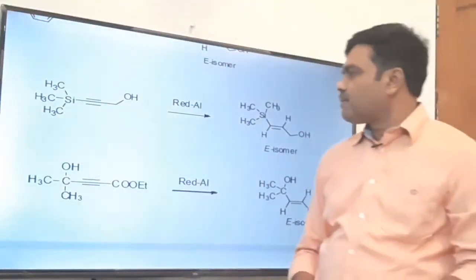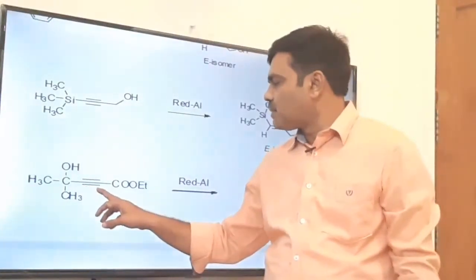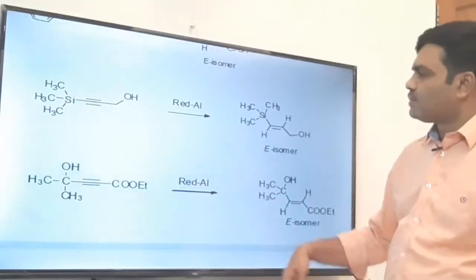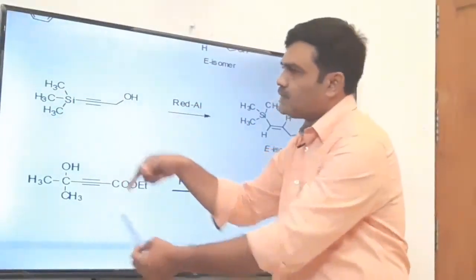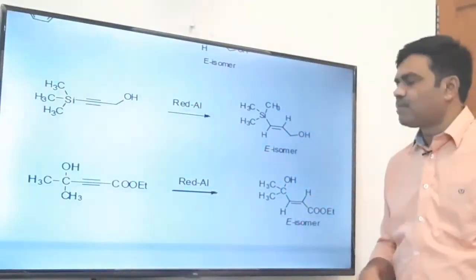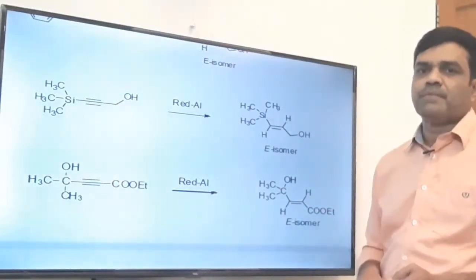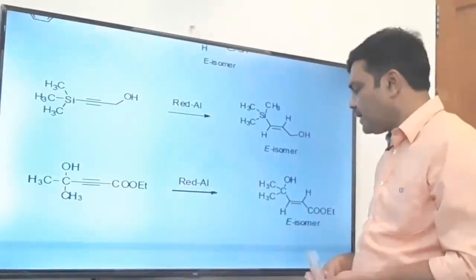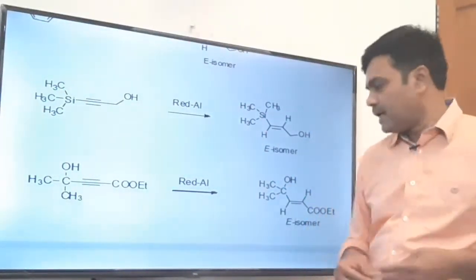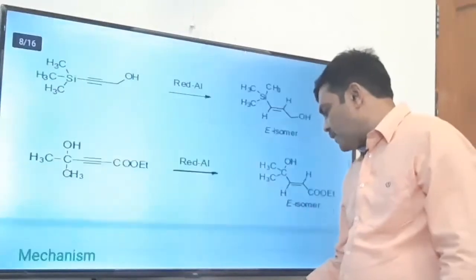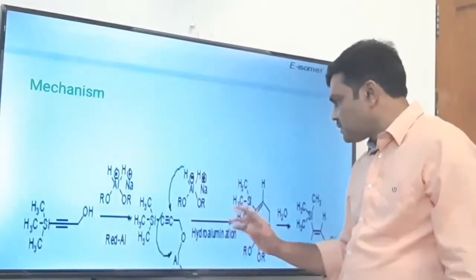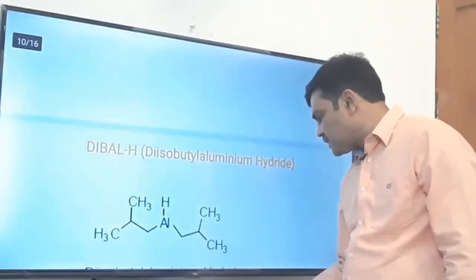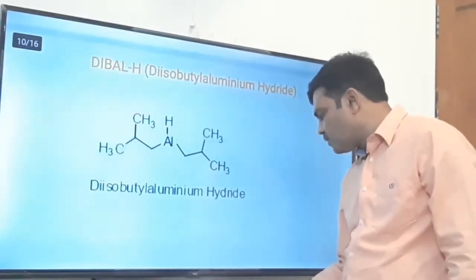This is again a similar type of compound with a carbon-carbon triple bond and then an ester group attached. On reduction with this particular reagent, addition of hydride ion across the carbon-carbon triple bond, meaning partial reduction, takes place, but the stereochemistry is very important. Addition takes place at anti-positions with respect to each other, hydride ion addition. Okay, we will not discuss this mechanism. It is similar to the previous one which we discussed in case of aldehyde and ketone.